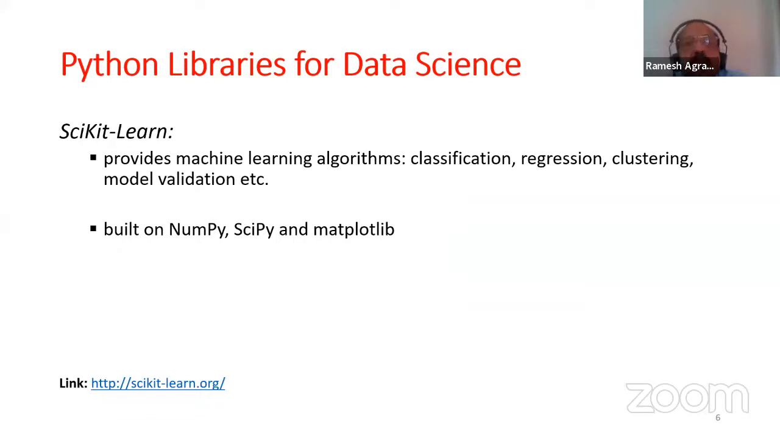Then you have another toolbox which is used for data science, which we call scikit-learn. Basically, this will allow you to develop decision models or predictive models using machine learning algorithms, say for classification, for regression, for clustering, for model validation. And this scikit-learn is also built on top of NumPy, SciPy, and Matplotlib.